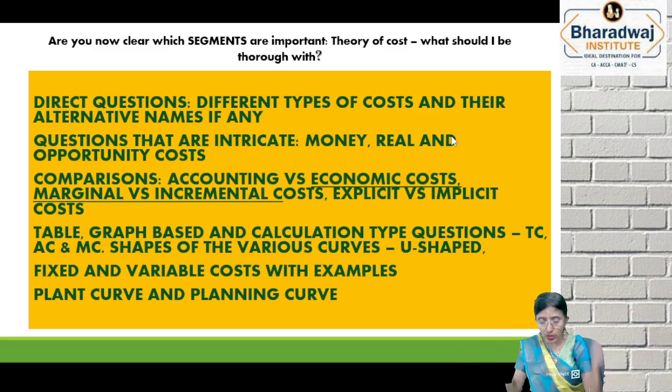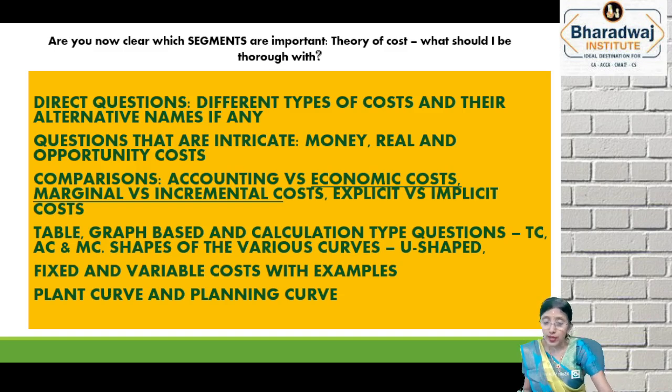Comparisons. I think I wrote down that comparison itself, isn't it? Accounting versus economic cost. Marginal versus incremental cost. That also we did, the types of cost. Marginal cost is an addition made to the total cost by producing one more extra unit of a commodity, but incremental cost is a change in the total cost because of a big decision which you have made, and that will impact the total cost. Right? Okay. Explicit versus implicit.